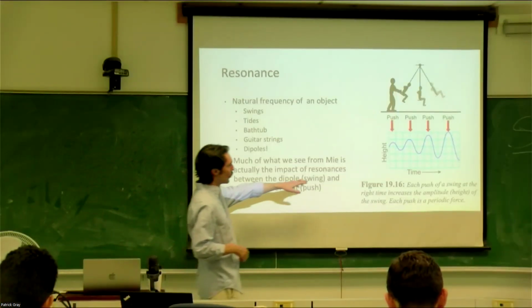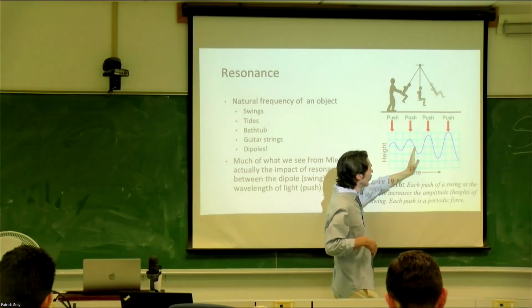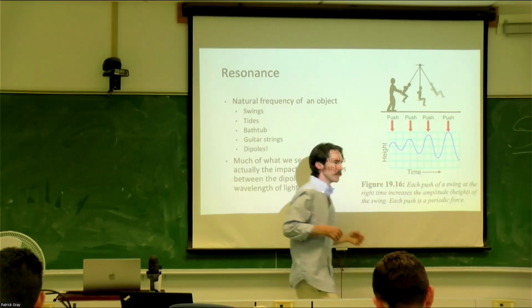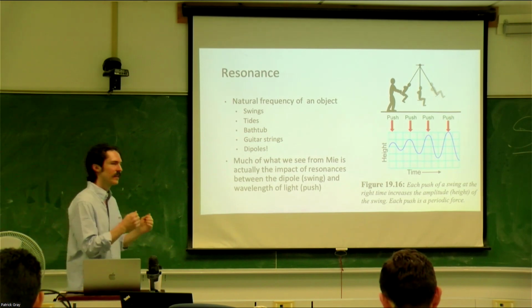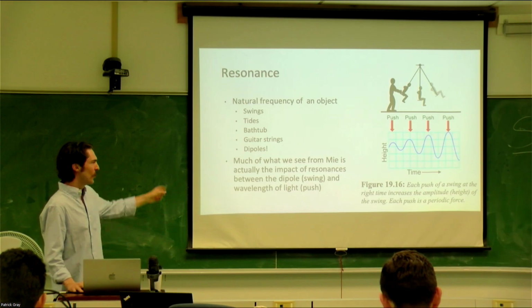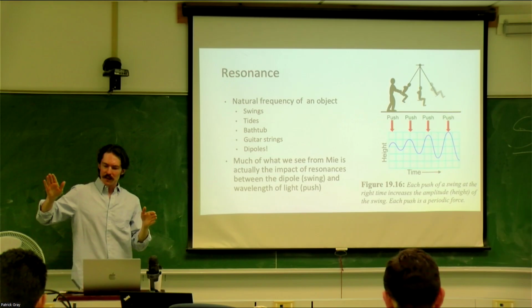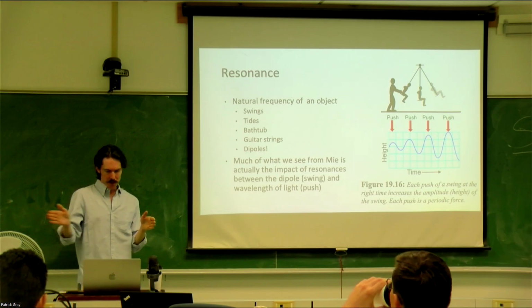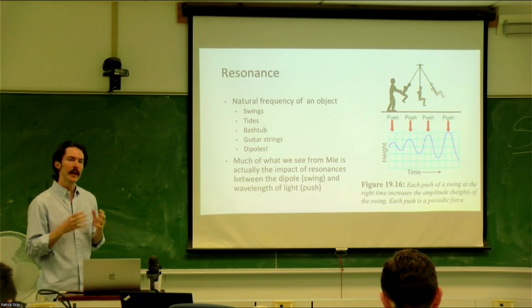You can imagine when you're pushing somebody on a swing or you're kicking your legs on a swing, you're actually timing the kick of your legs with the resonant frequency of that pendulum to better increase your amplitude. And those weird oscillations we see in Mie can be thought of as the wavelength or the frequency of light better matching the resonant frequency of that medium or that dipole.